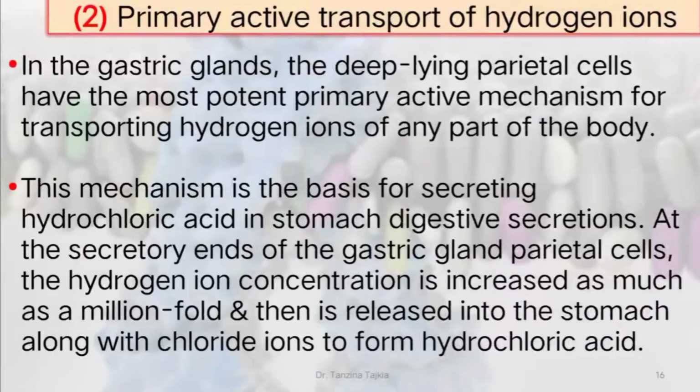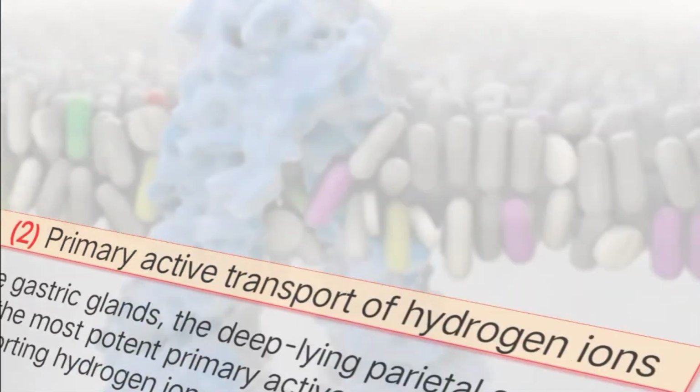At first, in the gastric gland, the deep-lying parietal cells have the most potent primary active mechanism for transporting hydrogen ions of many parts of the body. This mechanism is the basis for secreting hydrochloric acid in stomach gastric secretion. At the secretory end of the gastric gland parietal cell, the hydrogen ion concentration is increased as much as a million-fold and then is released into the stomach along with chloride ion to form hydrochloric acid.